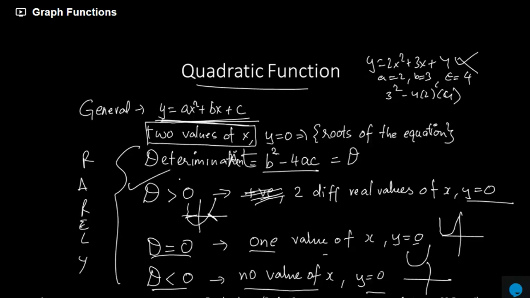So basically, this says that there are two distinct roots. This says there is just one root of the equation. That is nothing but, let's say, x minus 2 whole square. There's just one root: x equal to 2 is going to make y equal to 0, right? So just one root out of it. And over here, there is no root at all.